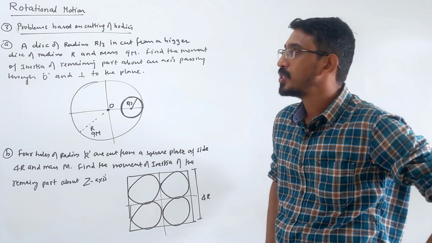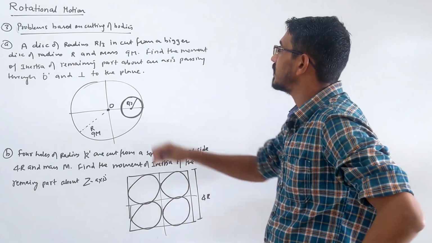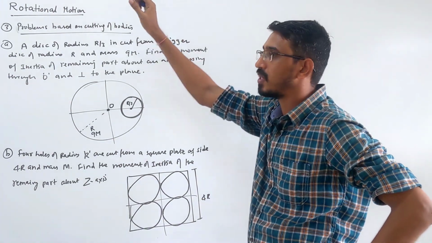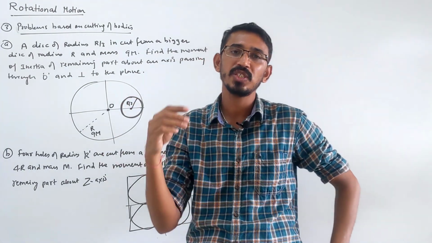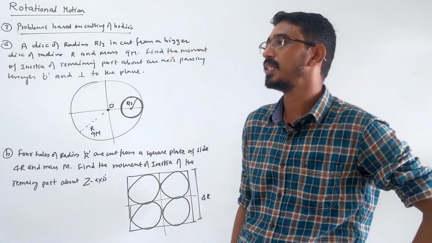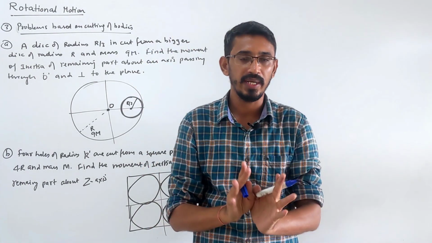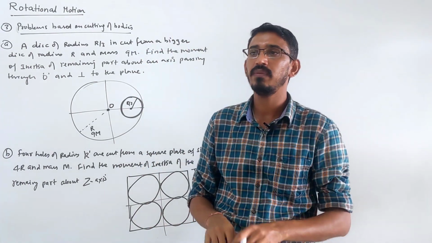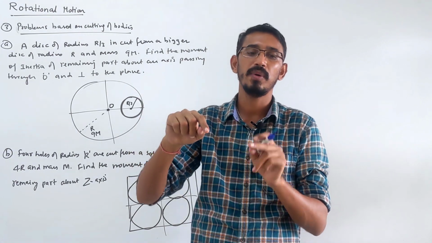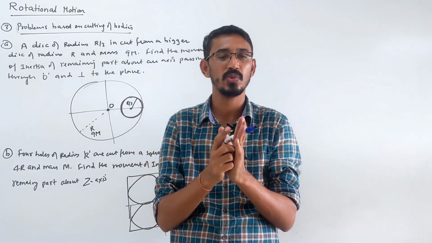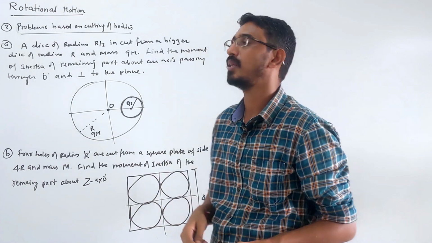Okay. So now we're doing questions on the third type of problems, which are based on cutting of the body. Some part of the body will be cut and removed, then they will ask you the inertia of the remaining part. It's very simple to solve. First we calculate the inertia of the complete body about whatever axis is given. Then we find the inertia of the removed part about the same axis, and we subtract these two answers. That will be the inertia of the remaining part.